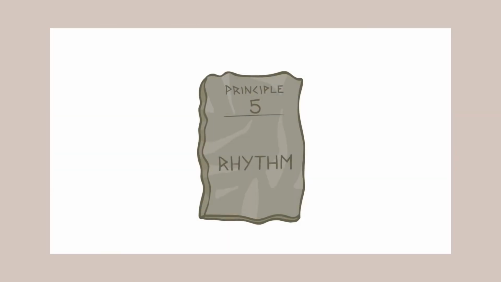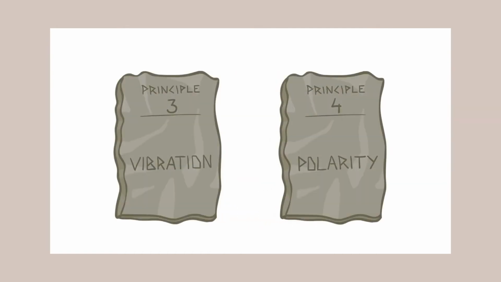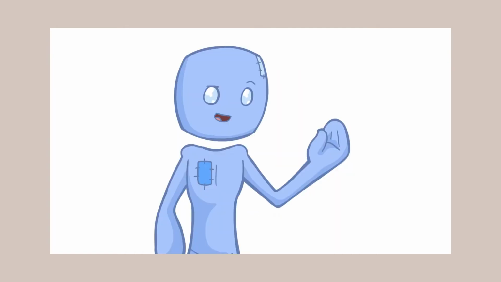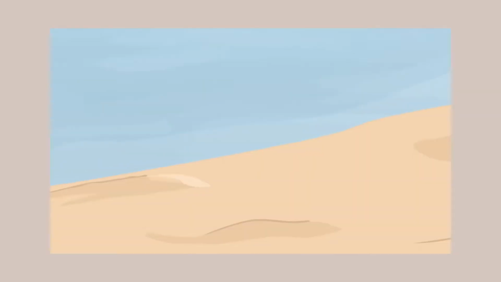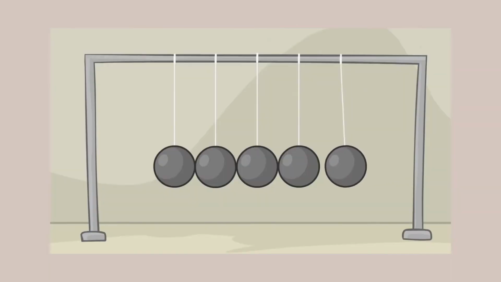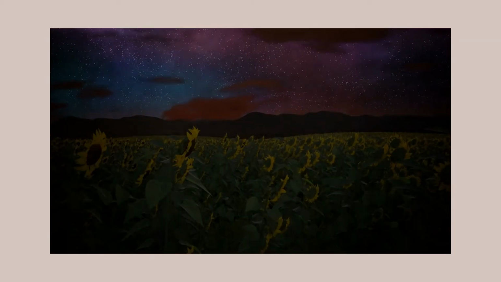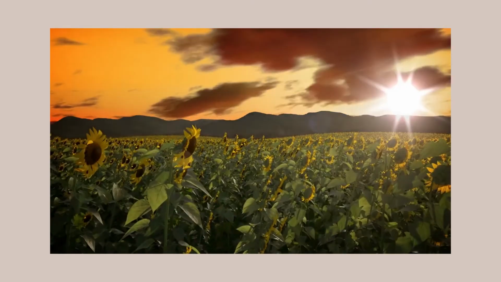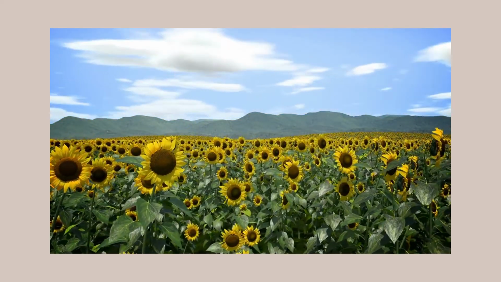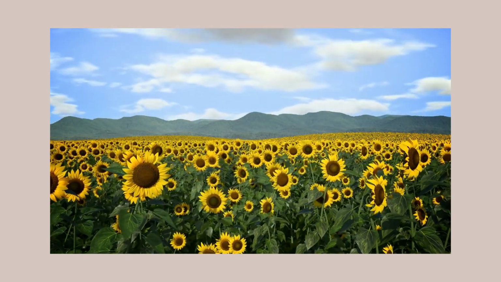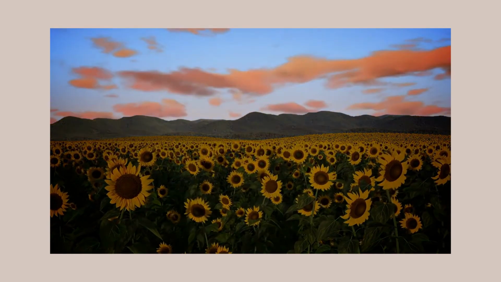Principle 5, rhythm. This one builds upon both the principles of vibration and polarity, as it states that everything is manifested as a measured motion, to and from, outflow and inflow, a swing backwards and a swing forwards, just like a pendulum. This law also reminds us that there is a rhythm between every pair of opposites or poles. Learning from this principle allows us to transition from one pole to the other, and not necessarily need to go to poles of extreme opposites.